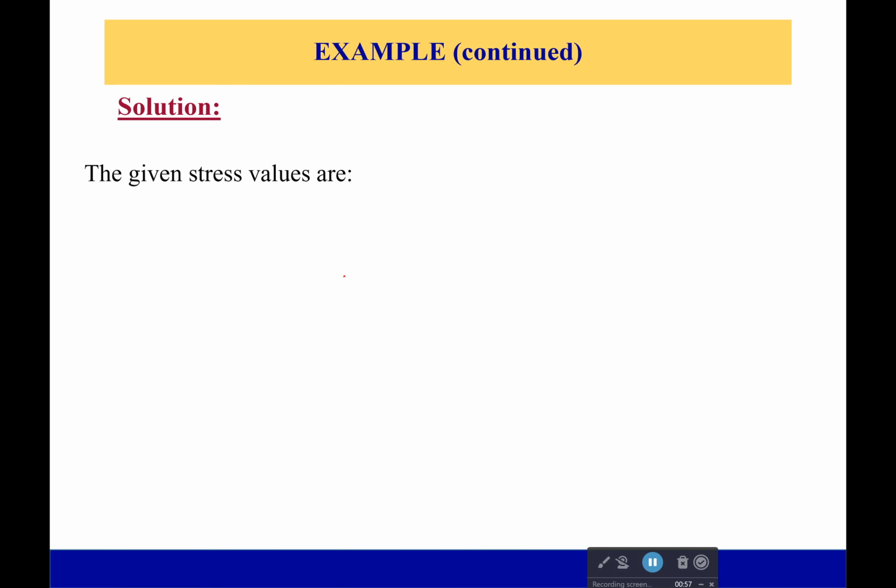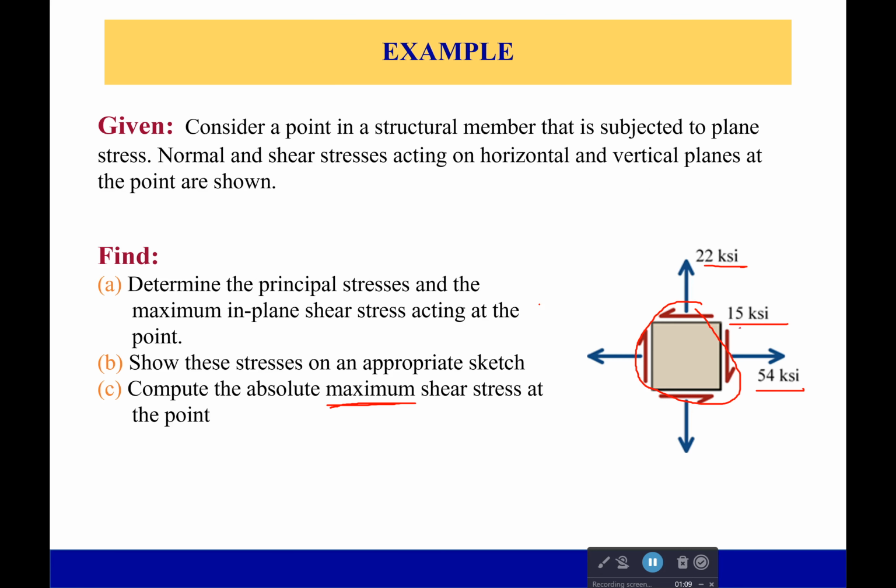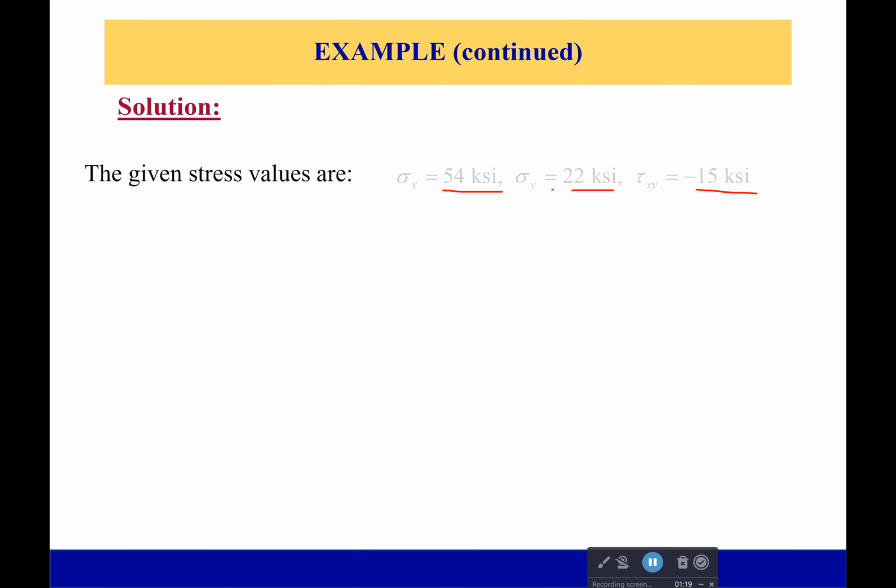Okay, so for our given stress values, they are the stress in the x direction, the stress in the y direction, and the shear stress that was given to us. Why is it negative? Well, let's look back at the picture. And what we see here is that it's pointing in the negative y direction on the positive x side. It should be pointing in the positive y direction if it's positive. So don't forget that.